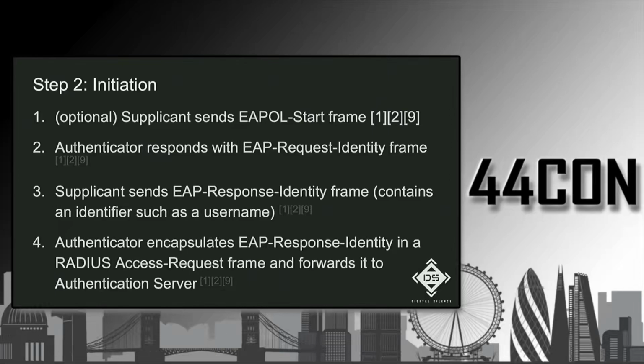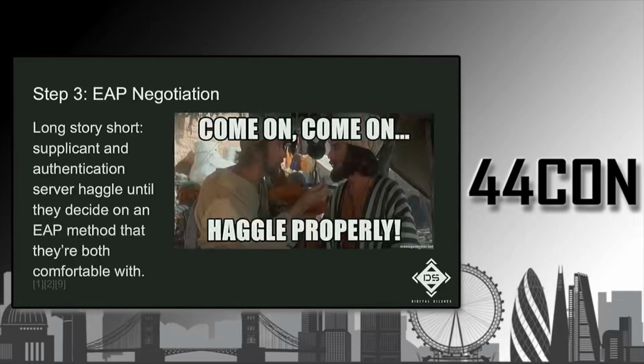Basically what initiation means is you're initiating the authentication process. Either the supplicant or the authenticator can start this. If the supplicant's starting it, it's going to start by sending an EAP start frame. The authenticator is going to respond with an EAP request identity frame, which is basically asking the supplicant, who are you? So it's asking for its username. The supplicant's going to send a response identity frame, which is going to contain an identifier such as a username, and then that's going to be received by the authenticator, which is going to encapsulate it into something that the Radius server or the authentication server can understand, and forward it to the authentication server. At that point, we transition to step 3, EAP negotiation.